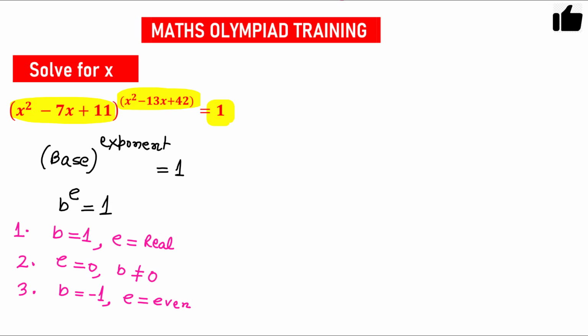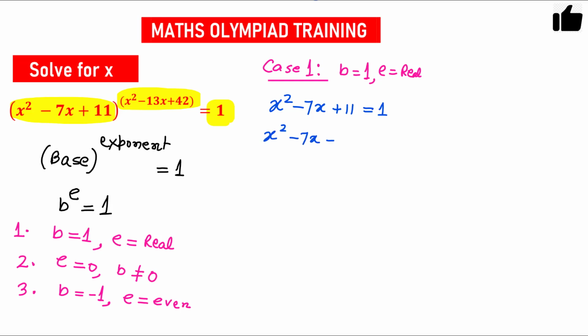Now we will discuss cases 1, 2, 3 one by one. So let us first consider case 1. In this case your base is equal to 1 and the exponent has to be real. This is the criterion that I have to check. So what is the base? Base is x square minus 7x plus 11, this is equal to 1. This means x square minus 7x plus 10 is equal to 0.